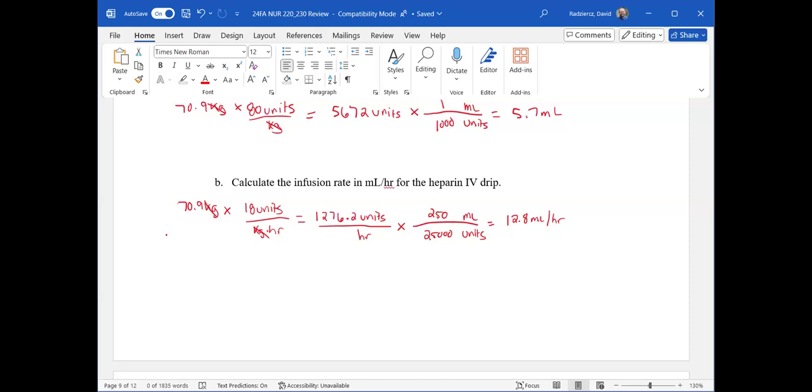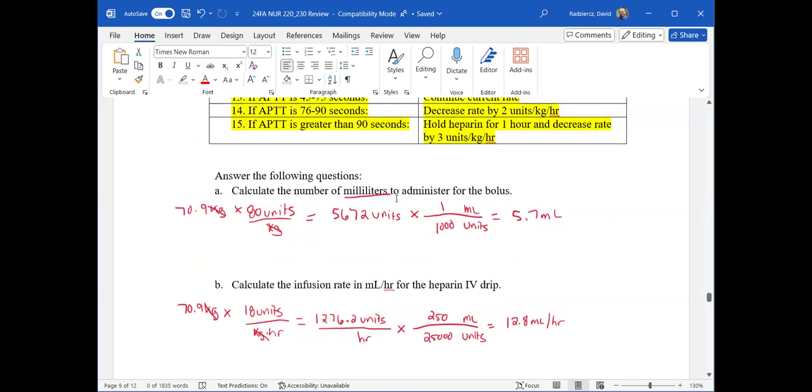But you're not using a drop factor, which is why you don't calculate drops per minute. So most likely that's the question you're going to get, is just to calculate the initial bolus and to calculate the initial infusion rate. And you're just going to use the weight-based protocol to do that.